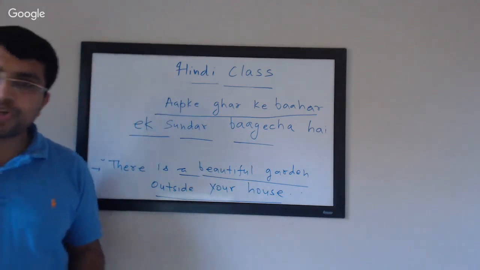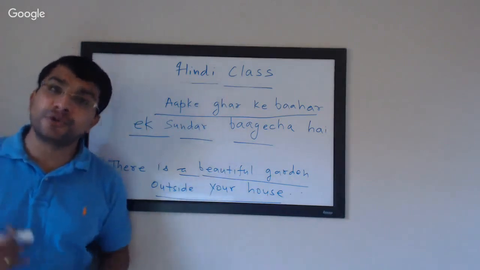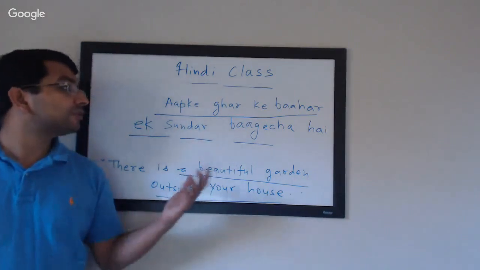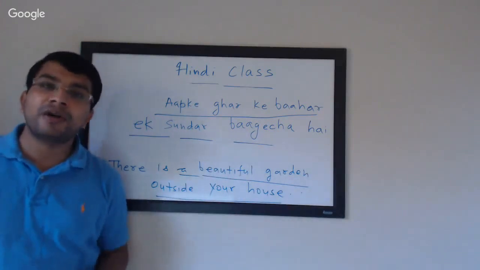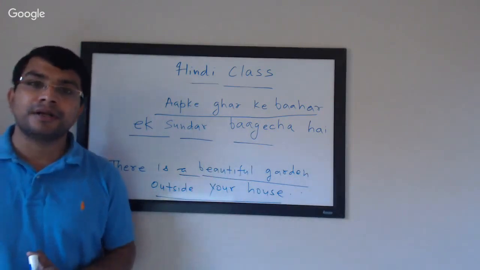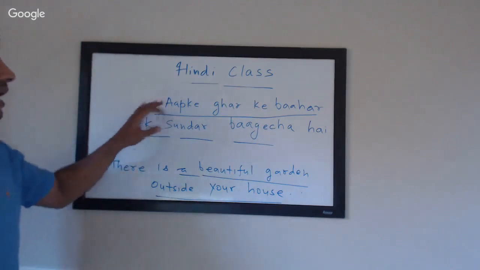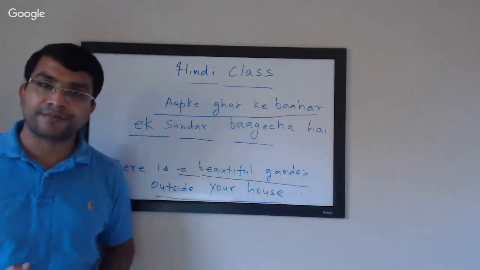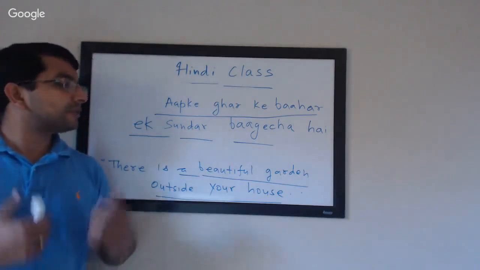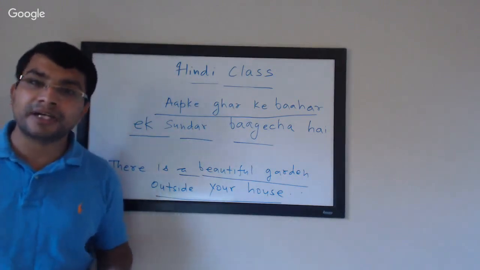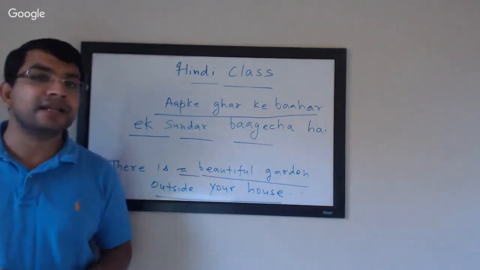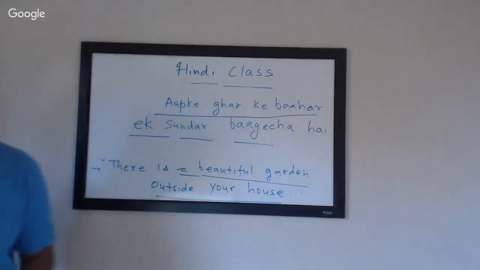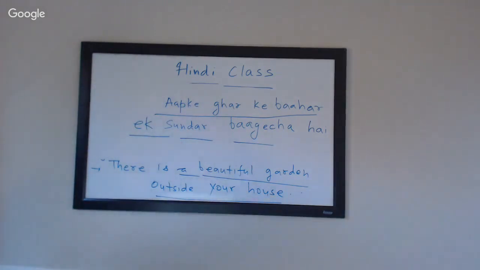You can make many variations. If you want to change it into interrogative, as opposed to saying it, if you want to say, do you have a garden outside your house, simply it would be क्या आपके घर के बाहर एक बागीचा है? And the person can say हाँ, मेरे घर के बाहर एक बागीचा है, or he or she can say नहीं, मेरे घर के बाहर बागीचा नहीं है. I'm just trying to give you a flavor of it. So that's basically के बाहर.